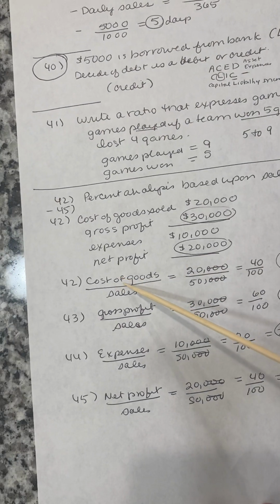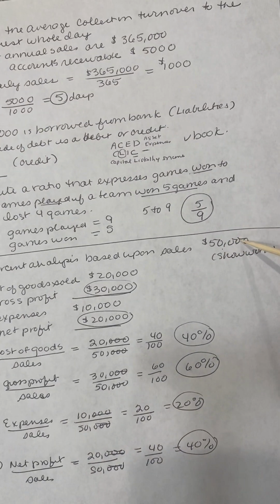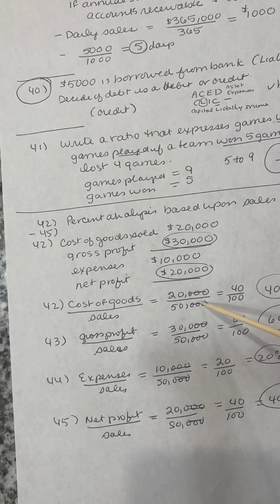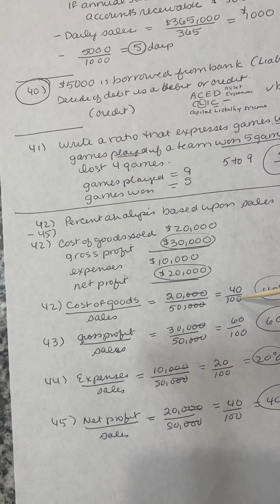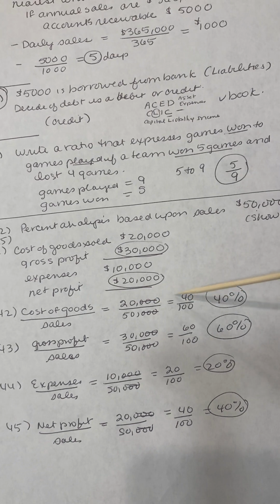So the cost of goods sold. What was our cost of goods sold? 20,000. So we have 20,000 divided by 50,000. Take off all those zeros, and you have 20 over 50. Well, I want to change it to 100 because you want to know the percentage. So you have 20 times 2 is 40, and 50 times 2 is 100. So you'd have 40%. See how 2/5 equals 4/10, which equals 40 hundredths, which equals 40%.